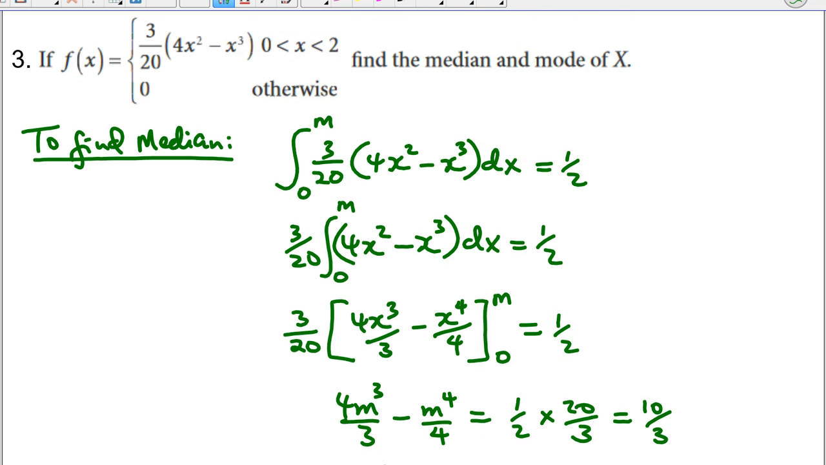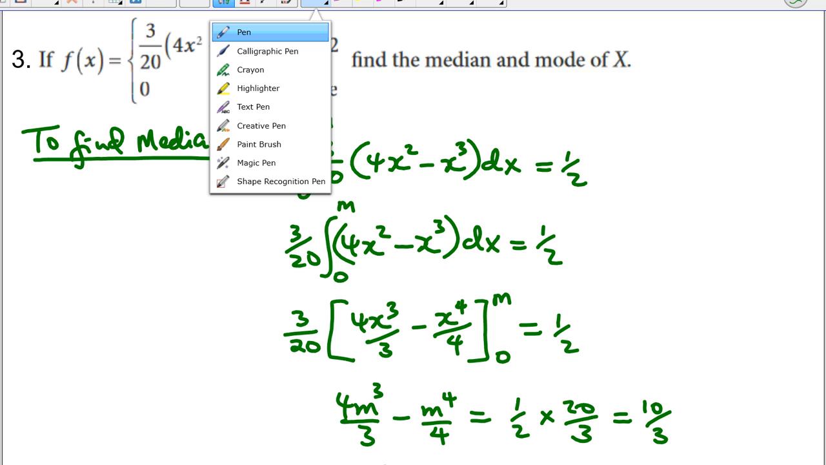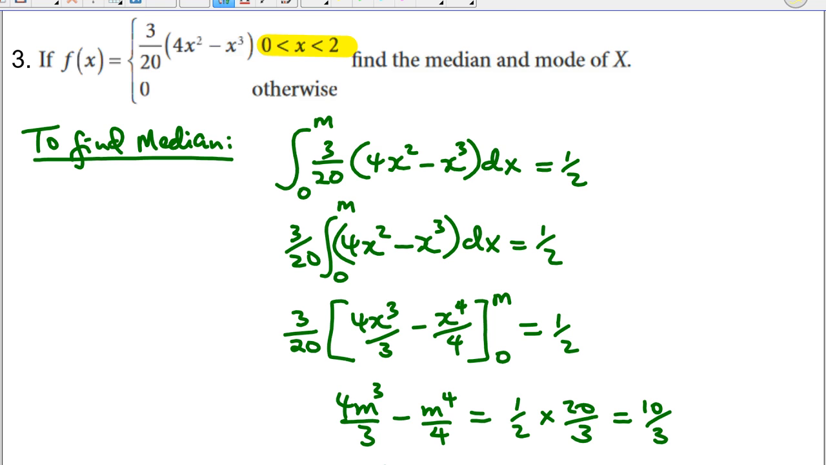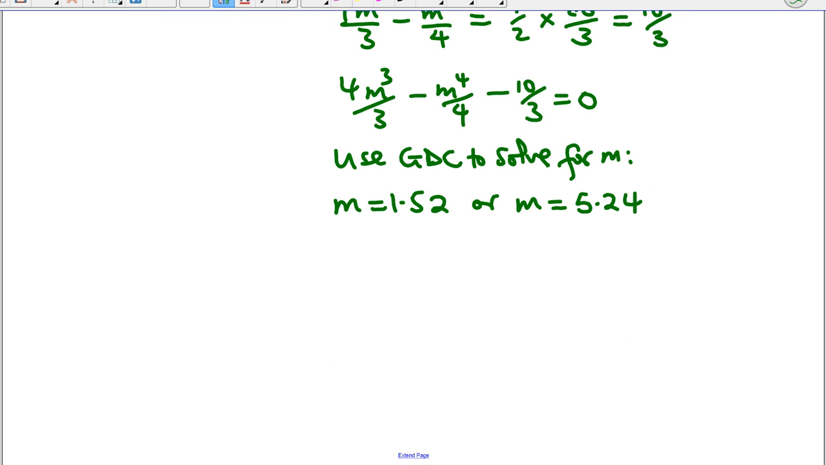Now, if you look at the question, you can say that the values of x are between 0 and 2, which means that the median has to be between that boundary. The median has to be between 0 and 2. So basically, 1.52 will be the median, because the median has to be between 0 and 2. So that's how you find the median.